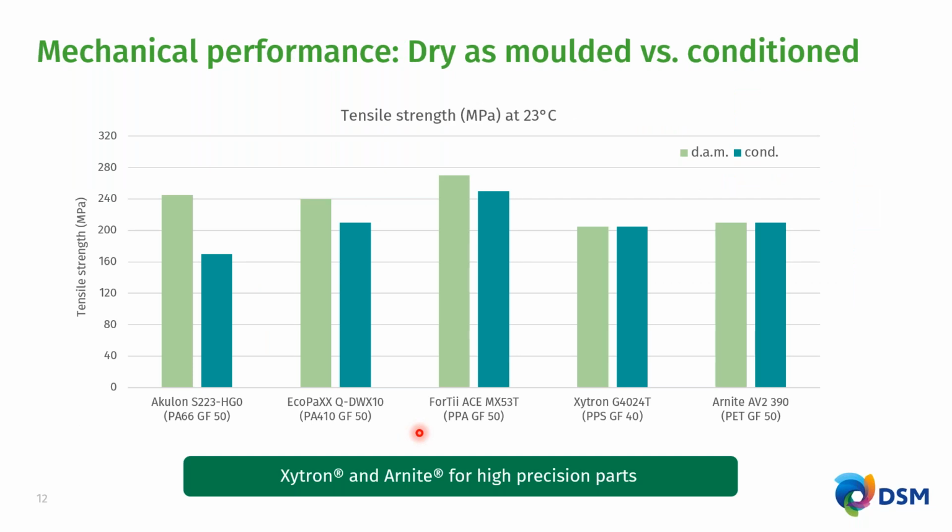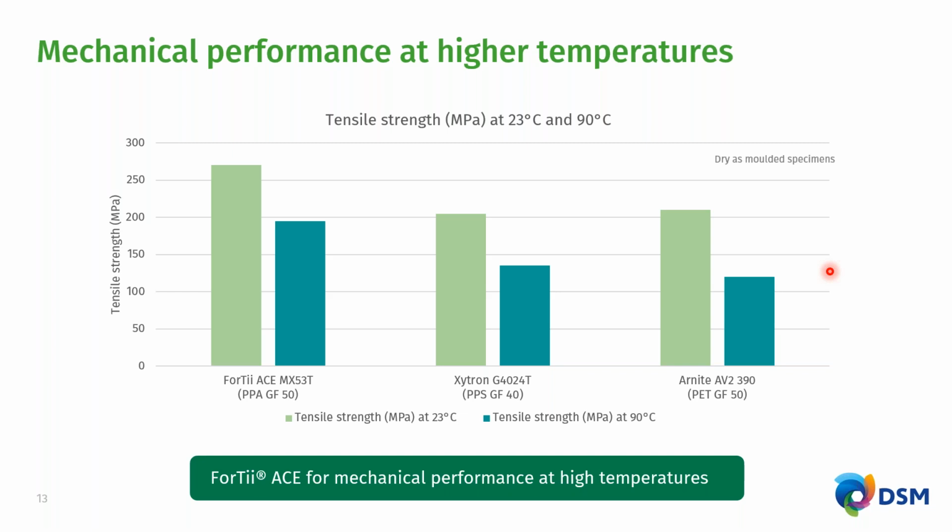Another factor which needs to be considered is that polyamides tend to pick up moisture, and I just try to plot tensile strength of different polymers with 50% glass fiber reinforcement here in dry as molded and conditioned state. As you can see, with PPA there is a very small difference in tensile strength between the dry as molded and conditioned state. In case of PPS and PET, it is remaining constant because these are the materials which hardly take any moisture. So for high precision parts, it would be PPS or PET which could be considered. And of course, when you go to higher temperatures, there is a drop in tensile strength with plastic. So this also has to be considered while looking for metal replacement applications.